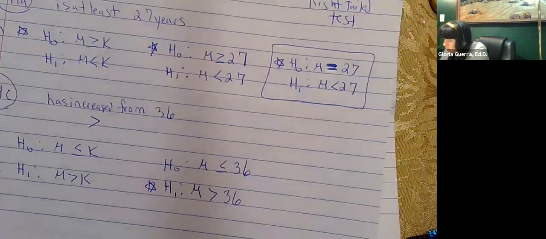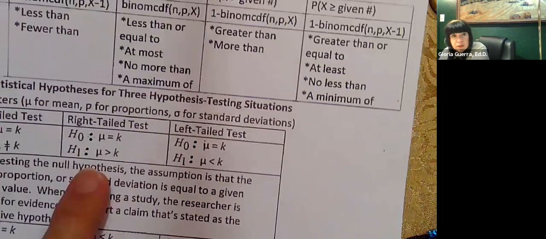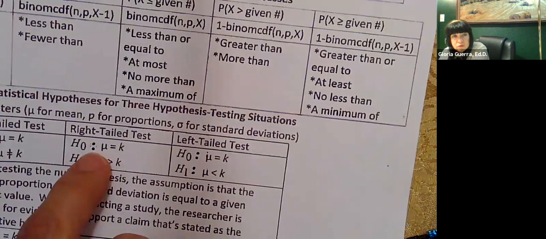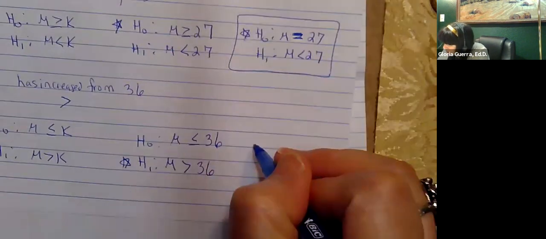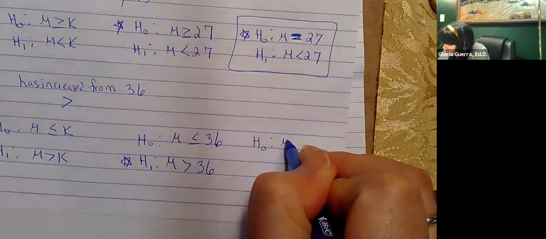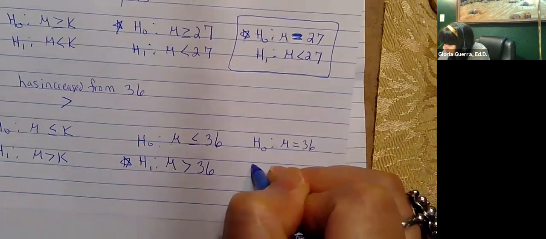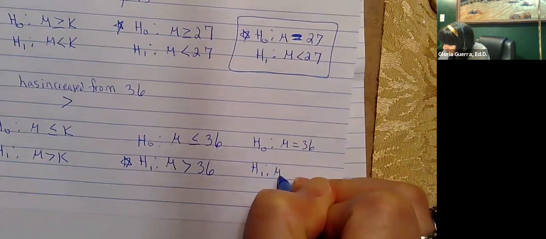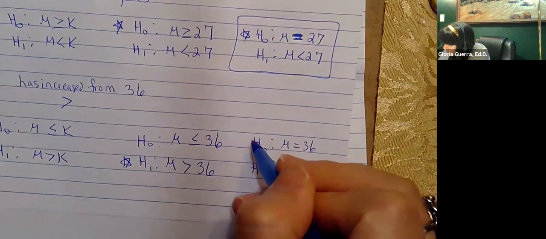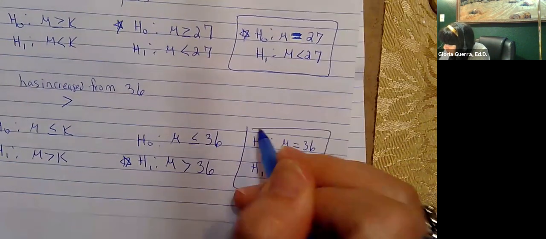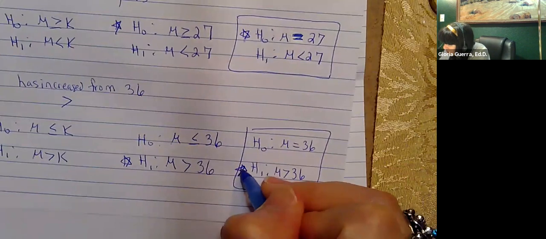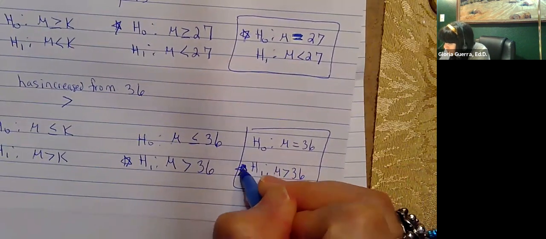But then they don't want you to stop there. Then they want you to go up to the top, and you just change the null to equals. So now you have H sub 0 mu equals 36, H sub 1 mu greater than 36. And this is what they want. And don't forget your claim. Your claim is on that. It's your star. When you put your star, that's your claim.